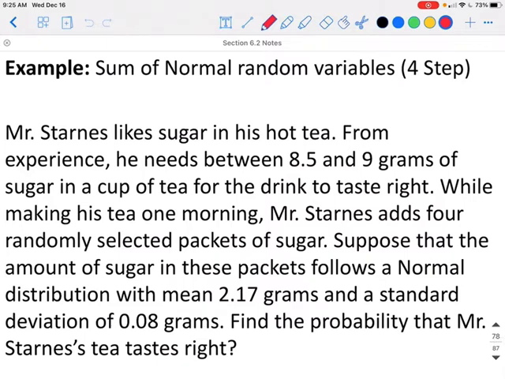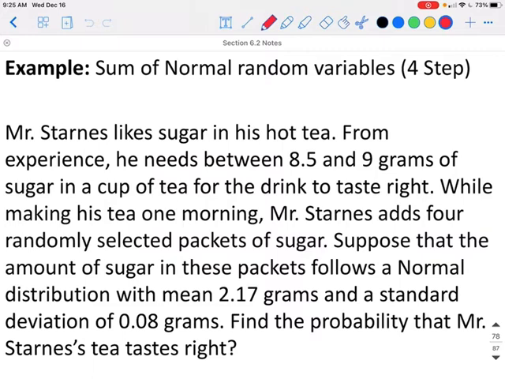Mr. Starnes likes sugar in his hot tea. From experience, he needs between 8.5 and 9 grams of sugar in a cup of tea for the drink to taste right. While making his tea one morning, Mr. Starnes adds 4 randomly selected packets of sugar. Suppose that the amount of sugar in these packets follow a normal distribution with a mean of 2.17 grams and a standard deviation of 0.08 grams. Find the probability that Mr.